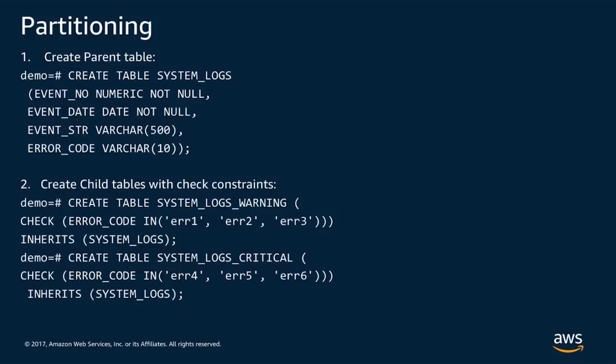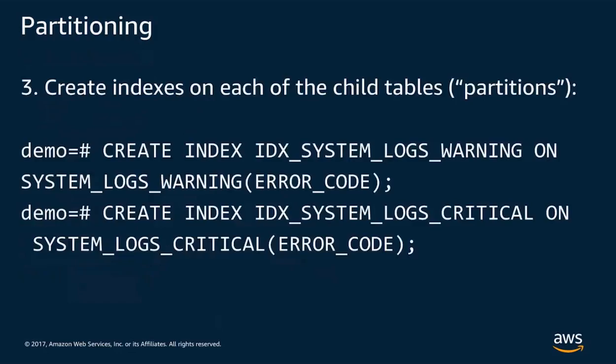So we are just going to create two partitions, two child tables called warning and critical, and put those error codes in there with the check constraints to make sure those are the only values that can make it into that table. And now in the third step, I am going to create an index on that error code, because a partition is looked up based on the column you're partitioning on. So I'm adding an index on the error code column, which is the identity of this particular partition.